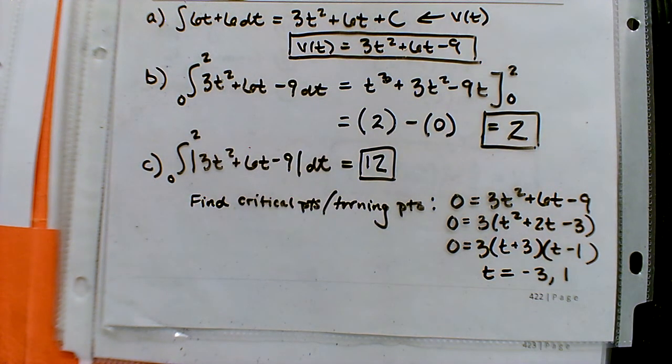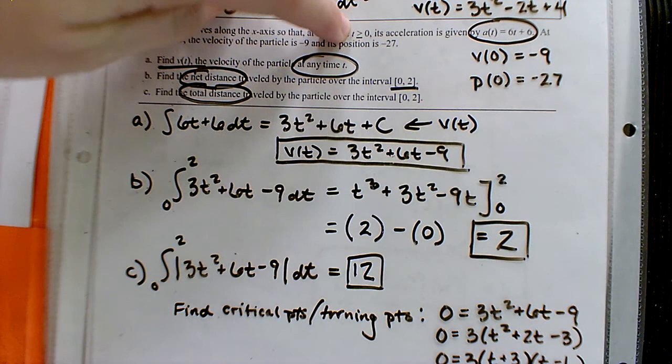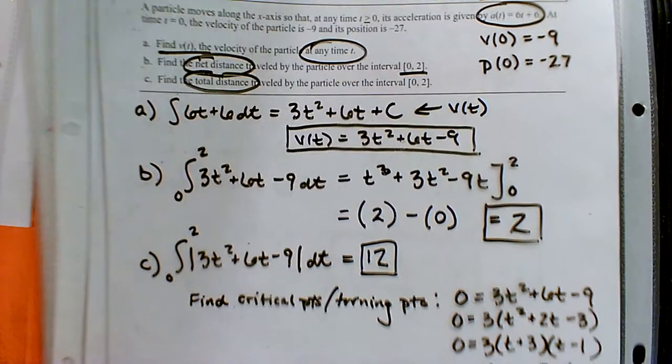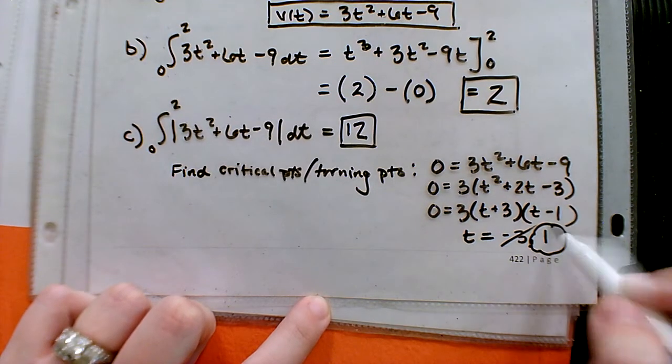So we have 2 turning points, but should we take both of those into consideration? No. Why not? It's negative. It can't have a negative. At the very top, it said t had to be greater than 0. We're only looking at the future of this particle. So we have a turning point at 1.